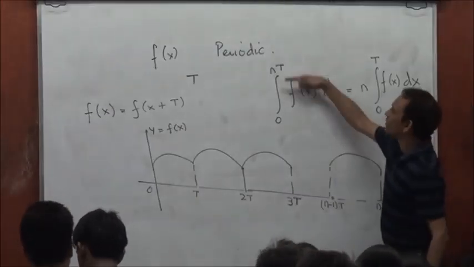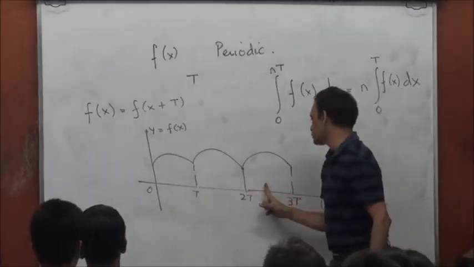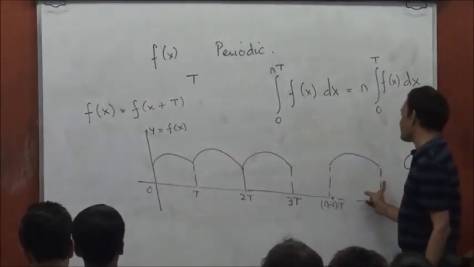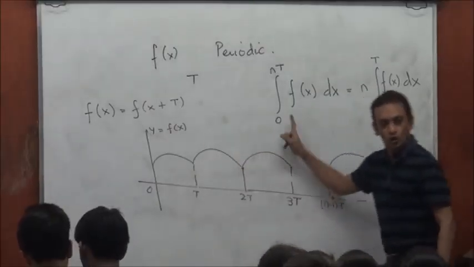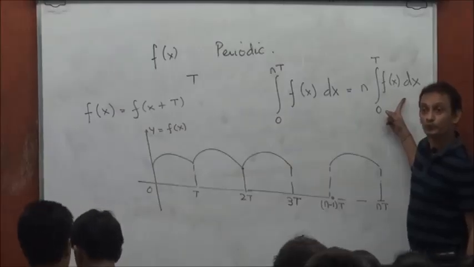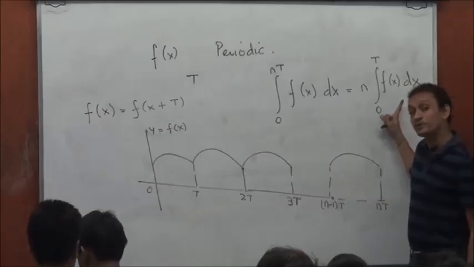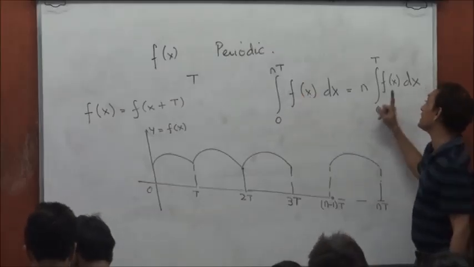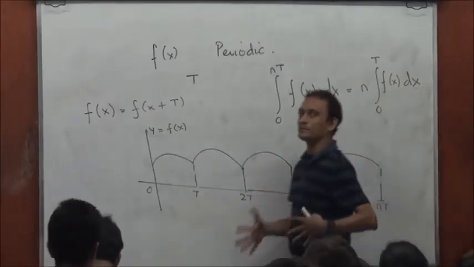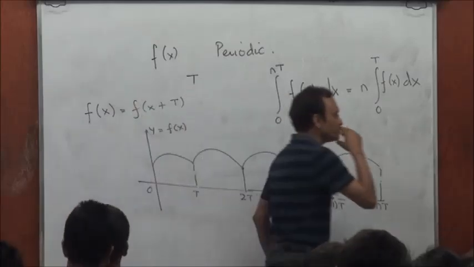So this is the area from 0 to nT, and all these areas from 0 to T, T to 2T, 2T to 3T are identical. So this entire area under the graph would be n times the area from 0 to T. This is what the statement is. Yes or no? Very important property of definite integrals. Integral 0 to nT of f(x) dx is n times integral 0 to T of f(x) dx. Let me also establish this result independently for academic interest, without using graphs, purely algebraically.